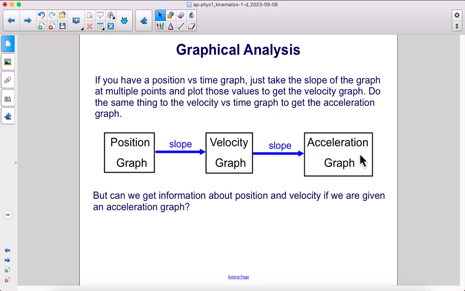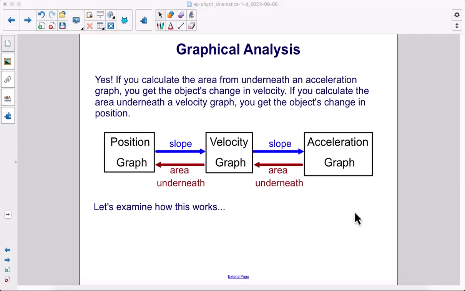But can we get information about position and velocity if we're given an acceleration graph? Yes. If you calculate the area underneath an acceleration graph, you get the object's change in velocity. If you calculate the area underneath the velocity graph, you get the object's change in position. Let's examine how this works.